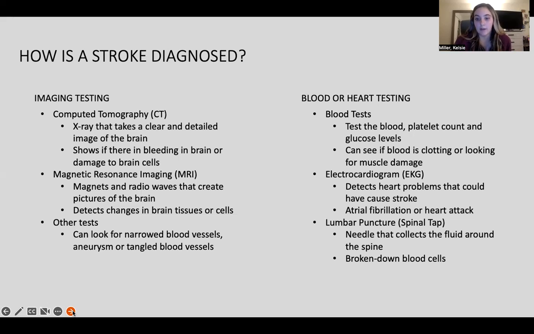The third one is a spinal tap. This is when the doctor puts a needle into your spine and collects the fluid around it, and this shows the broken down blood cells that are found.